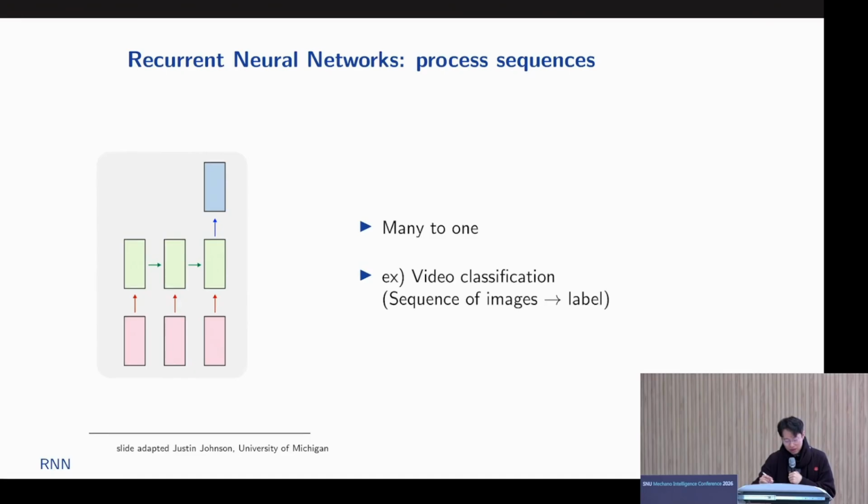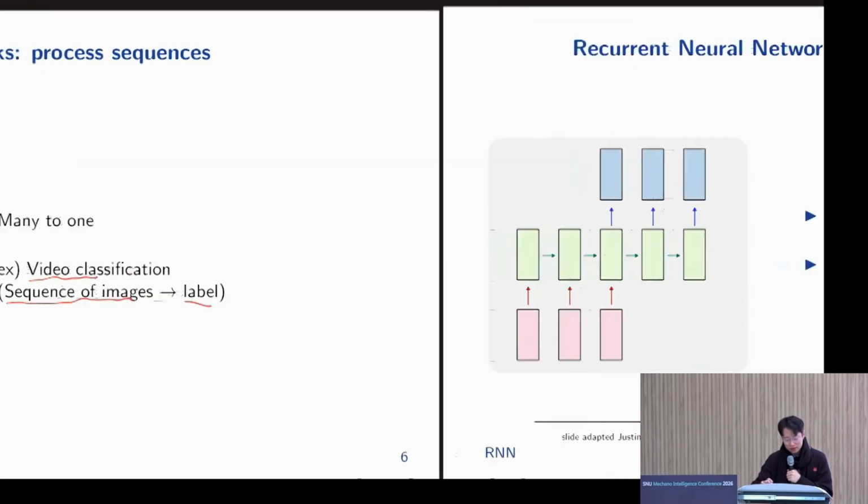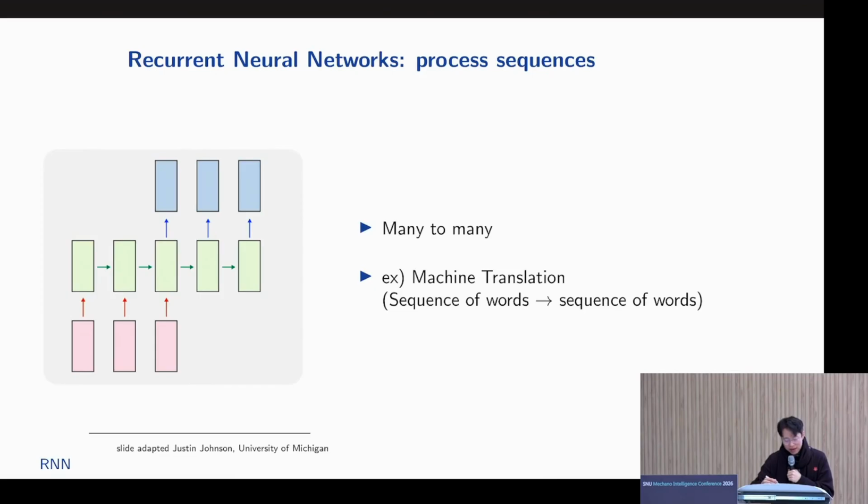How about video classification? You now have a sequence of image frames as input that constitute the video, and you have a single output, which is a label of the video. It's a sports video or academic lecture video, etc. You also have many-to-many. For example, for translation, you input a sequence of words in English, and you want to output a sequence of words in Korean, then that's a many-to-many mapping.